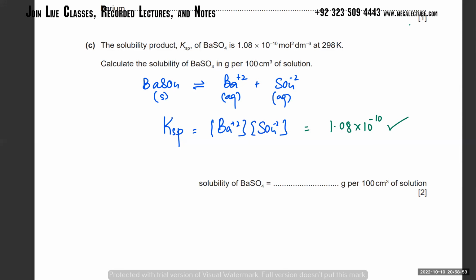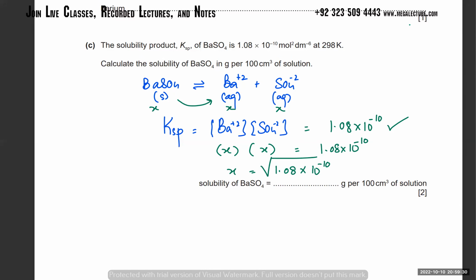So they want to figure out what is the solubility. If X mole per dm cube of barium sulfate dissolves, it's going to produce X barium ions and X sulfate ions. Is that clear? Yes, sir. So the concentration of barium ions is X and the concentration of sulfate ions is also X. So X squared is equal to 1.08 times 10 to the power minus 10, and you're going to take the square root of the whole thing, right? Is this clear? Yes, sir.